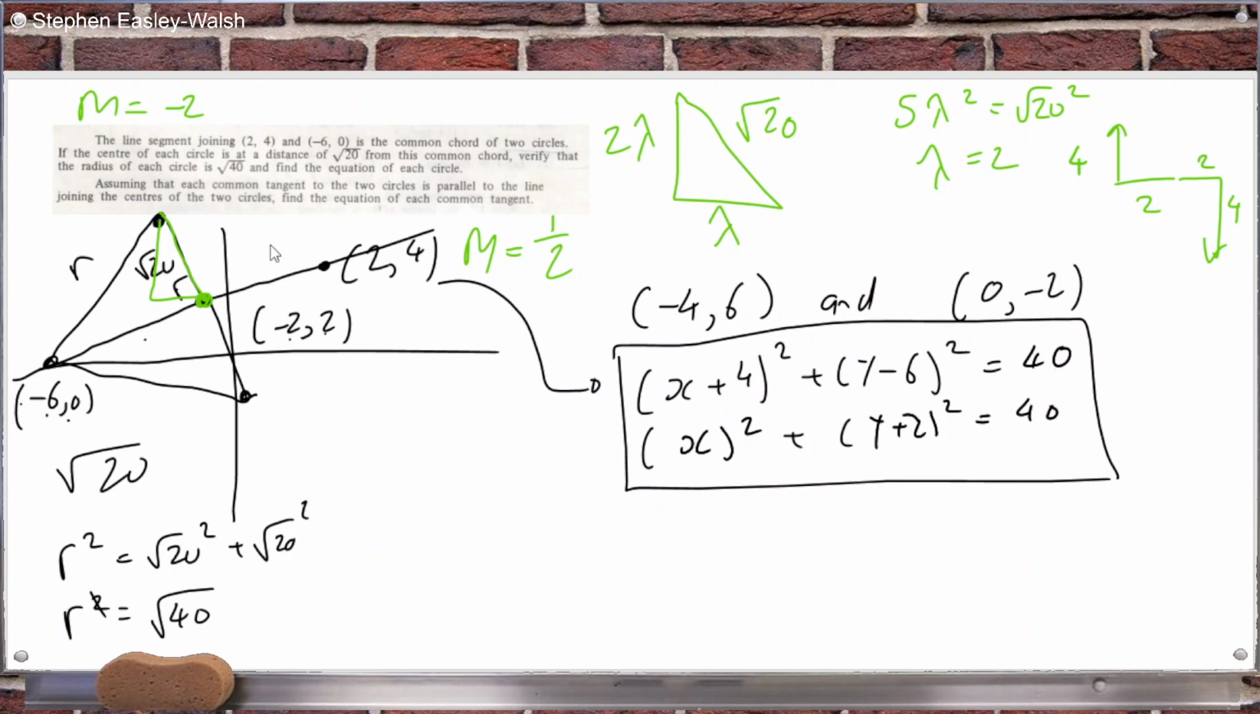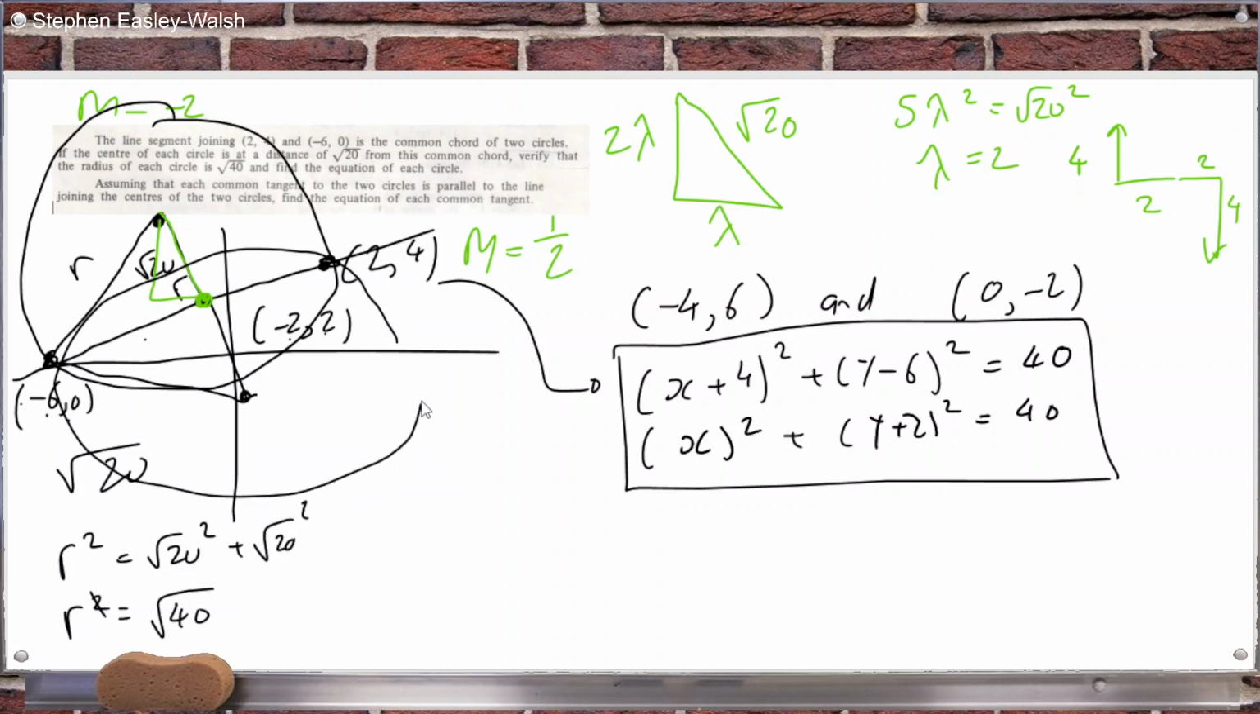They both have radius squared 40. These 2 points are on both of them. Yeah, it's looking okay. Now, what's happening next is, if I kind of crudely draw the circles in, I know this is going to look terrible, the 2 circles here, we're looking for a tangent that's common to both. So we're looking for this tangent here. And basically, you start at the center again and move out a distance of √40. So it's just the same trick as before.